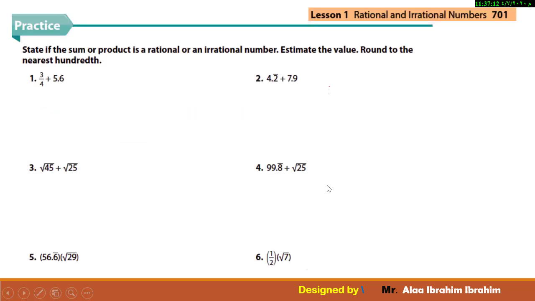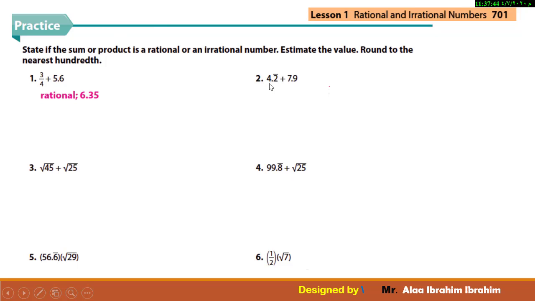Okay, now we are dealing with the main example. Practice: state whether the sum or product is rational or irrational. We have to decide, so we have to make this 3 over 4. Is this rational or irrational? Yes, this is rational, because it has an end. This is 0.75, no more, just 0.75. If we add, we also have a rational number, so the answer will be a rational number, because my answer will be 6.35, a finite decimal, so this will be a rational number.